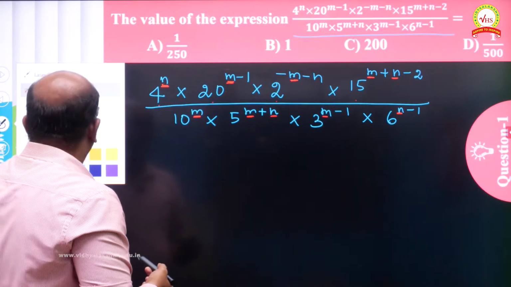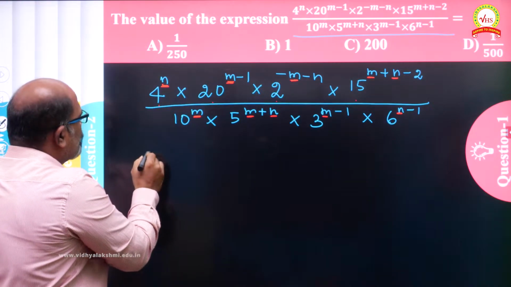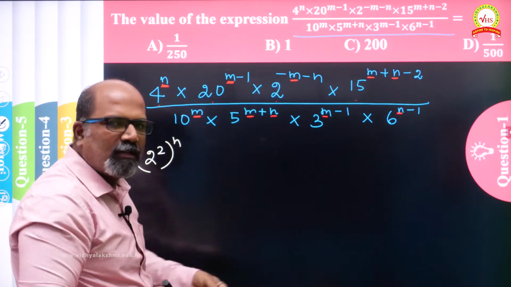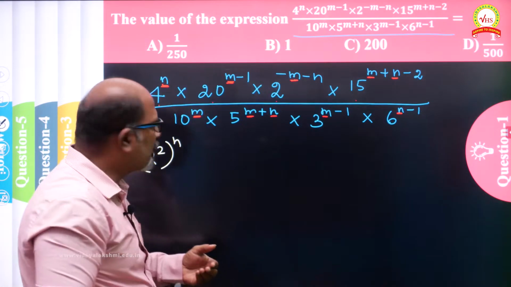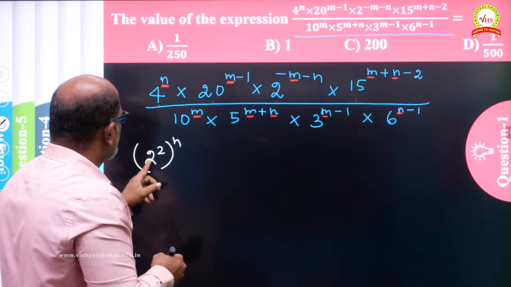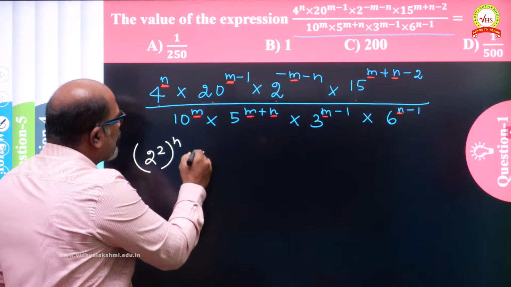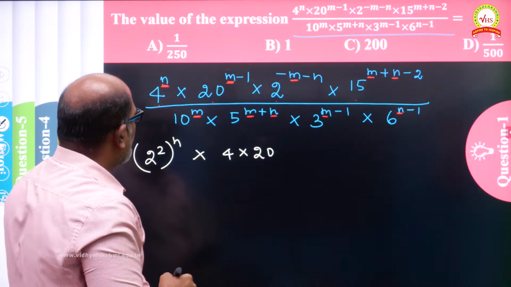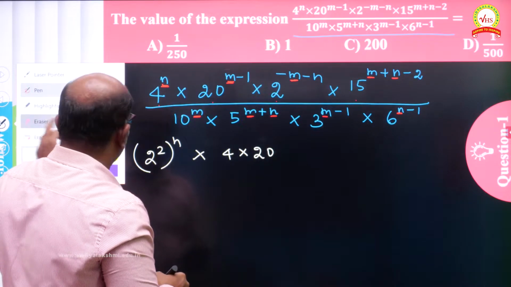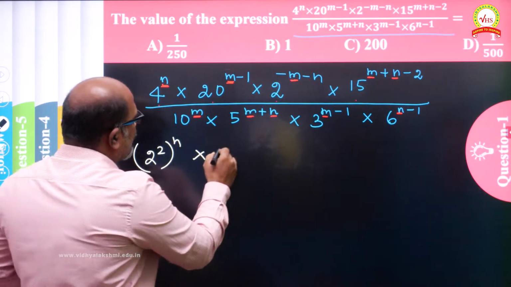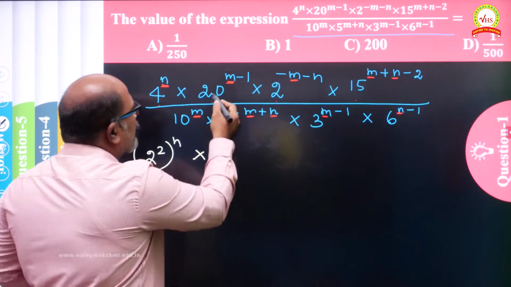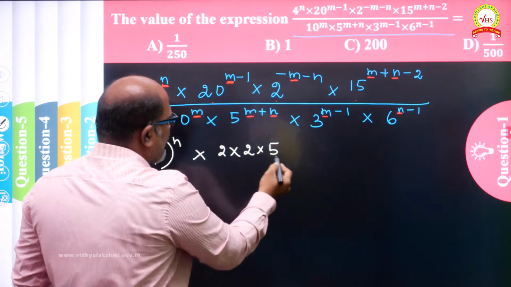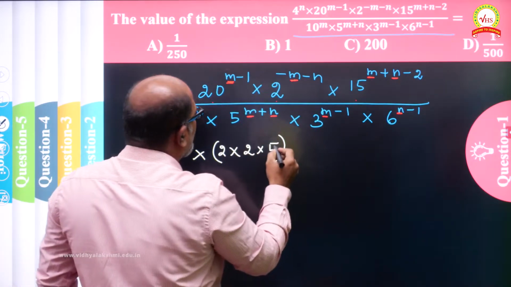First I want to write this 4 as 2 square, so 2 square the whole power n. I want to reduce every number to the smallest prime number at most. So 4 I express as 2 square. Then this 20 I can write as 4 multiplied by 5, that is 2 multiplied by 2 multiplied by 5, because 4 fives are 20. So the whole power m minus 1.